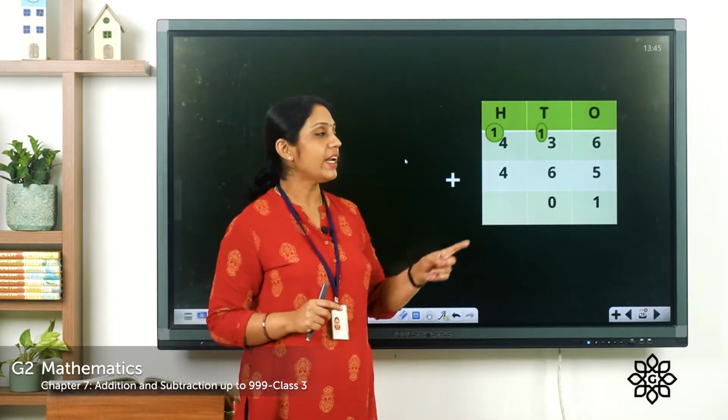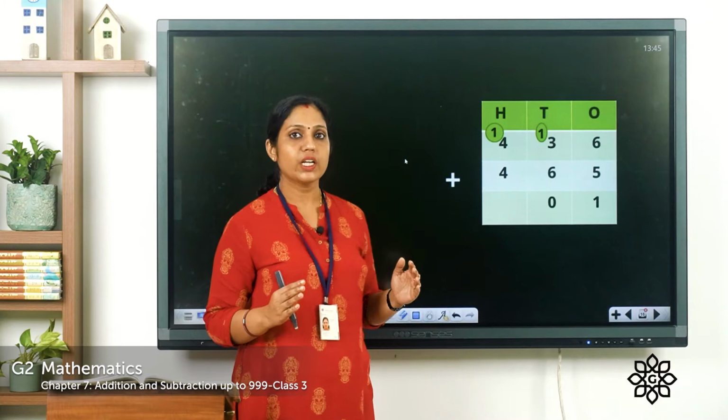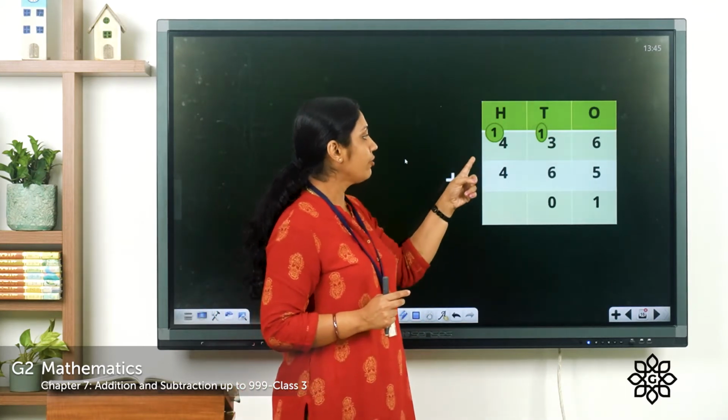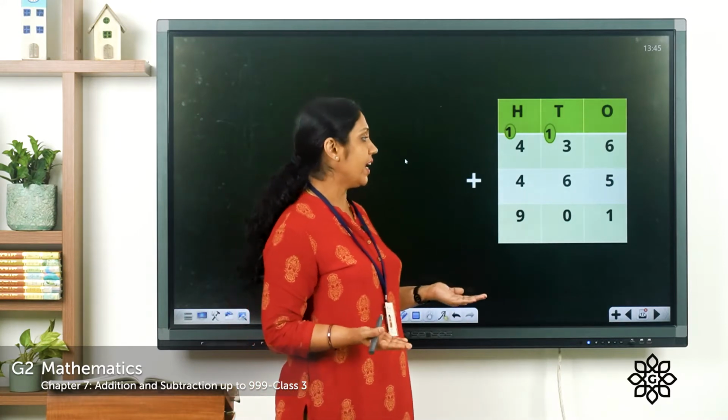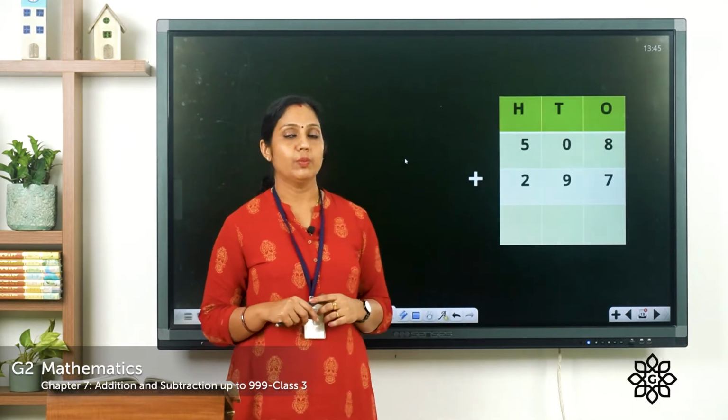So first we will add 1 plus 4. 1 plus 4 is 5, and 5 plus 4 is 9. So we get the answer 901. Now we have one more example.